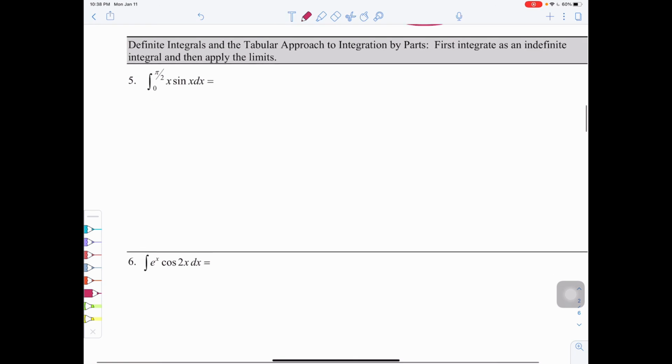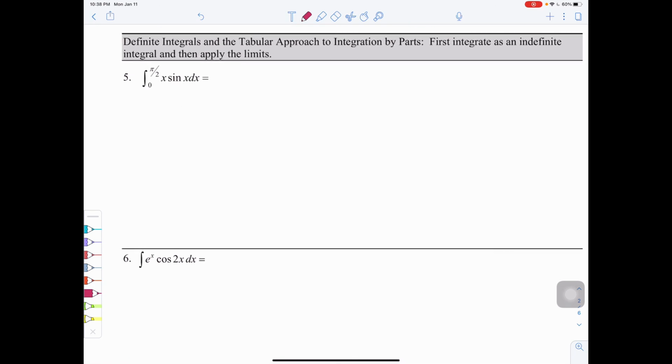What do you notice? Yep, we can use the tabular method. x will differentiate to 0, and the sine of x will cycle as we find antiderivatives. So this is very, very nice. So we don't need to use our acronym or anything. We're going to find the derivative here, and we're going to find the antiderivative here. x, 1, and 0. So not much there. And the sine of x.